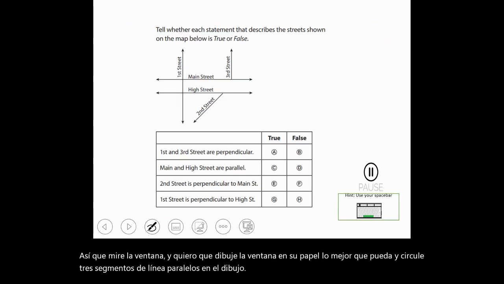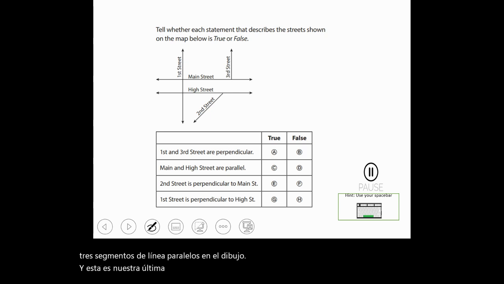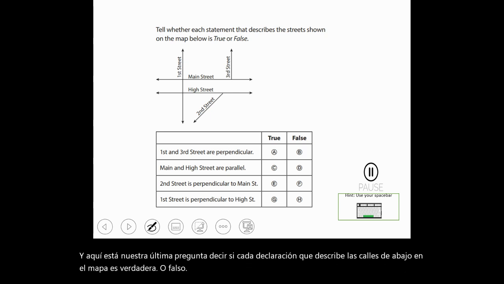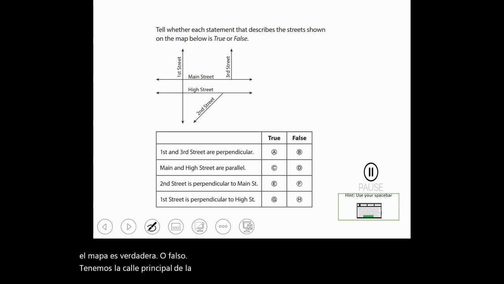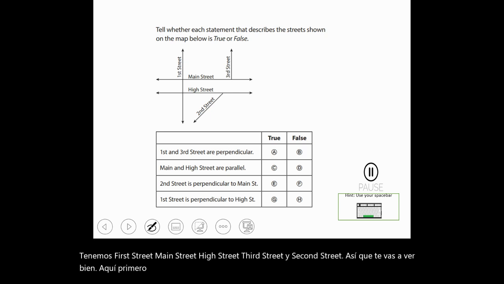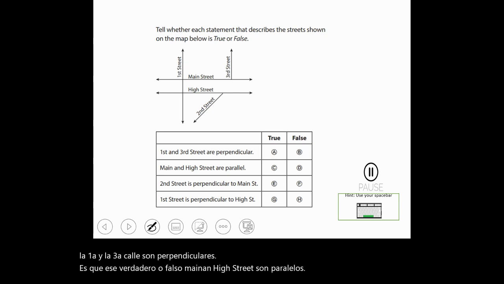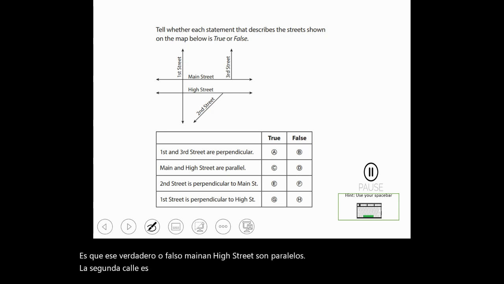And here's our last question. Tell whether each statement that describes the streets below on the map is true or false. We have First Street, Main Street, High Street, Third Street, and Second Street. So you're going to look right here. First and Third Street are perpendicular. Is that true or false? Main and High Street are parallel. Second Street is perpendicular to Main Street. First Street is perpendicular to High Street. Please go ahead and pause the video and then submit these to your teacher once you're done.